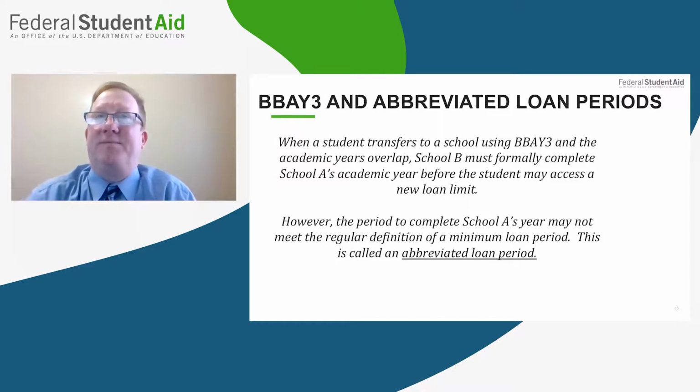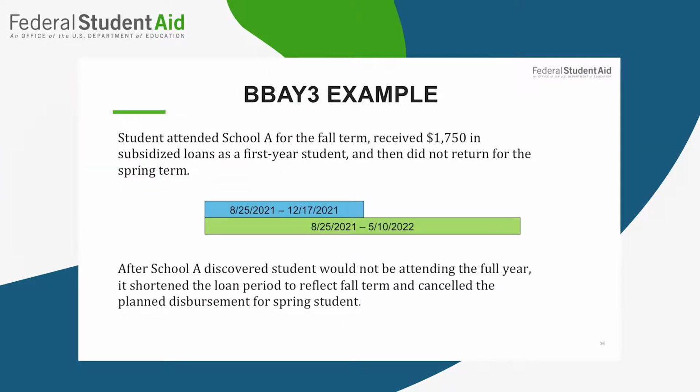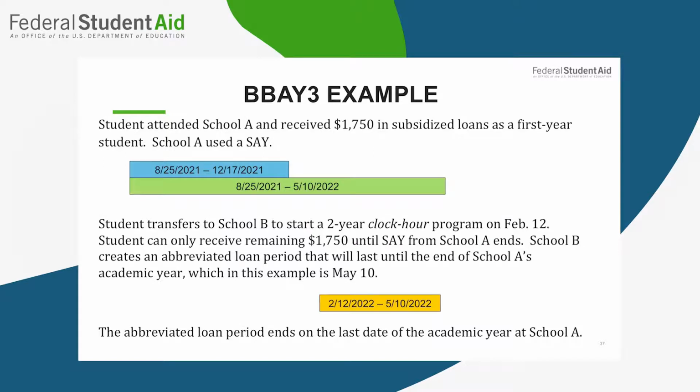Let's go to the next slide. Let's say the student attended School A for the fall term, received $1,750 in subsidized loans as a first-year student, then did not return. After School A discovered the student would not be attending the full year, they shortened the loan period to reflect the fall term, canceled the spring disbursement. The student transfers to School B to start a 2-year clock hour program on February 12th. The student can only receive the remaining $1,750 until the scheduled academic year from School A is over.